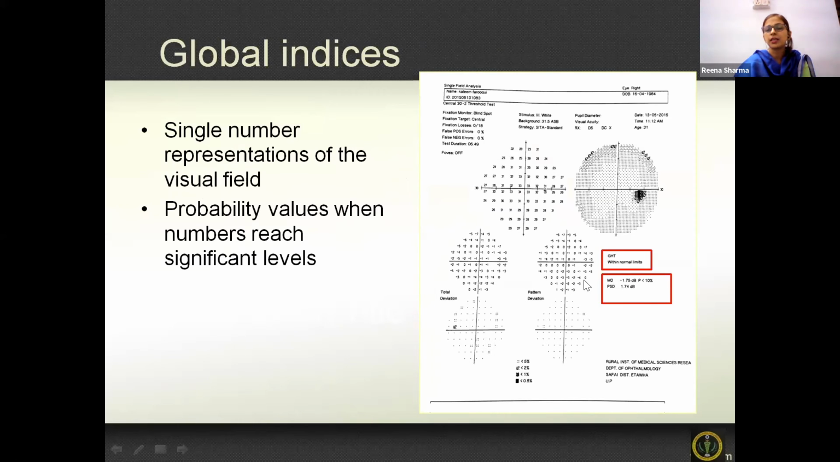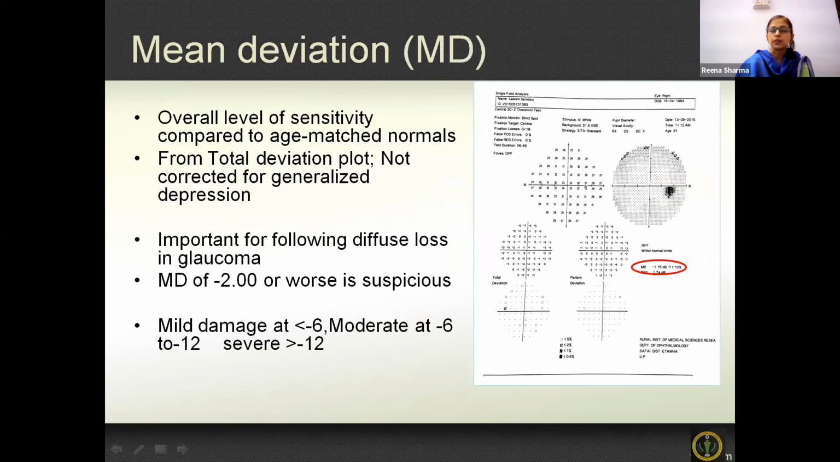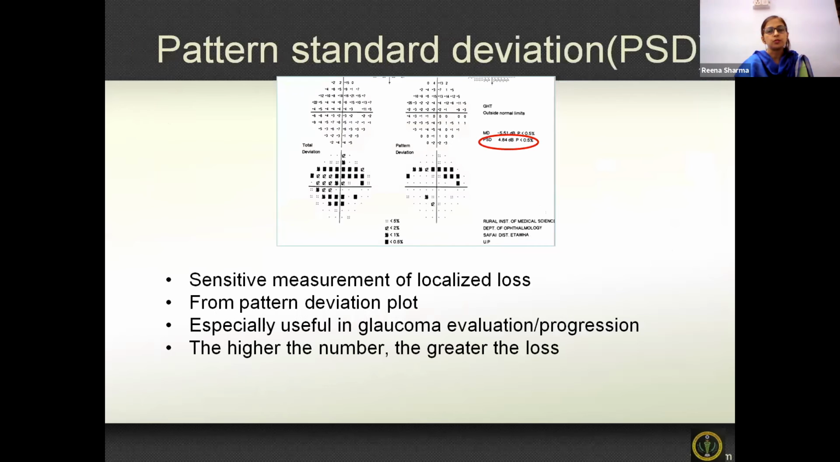So basically, they are mentioned in this part of the visual field, and they are given a probability value whenever they reach significant values. Mean deviation gives us the overall level of sensitivity compared to the age-matched normals. So this value is calculated from the total deviation plot, and therefore it is not corrected for generalized depression. A mean deviation of -2 dB is considered suspicious, and this can also be graded as mild, moderate, or severe depending on how depressed the mean deviation is from the normal.